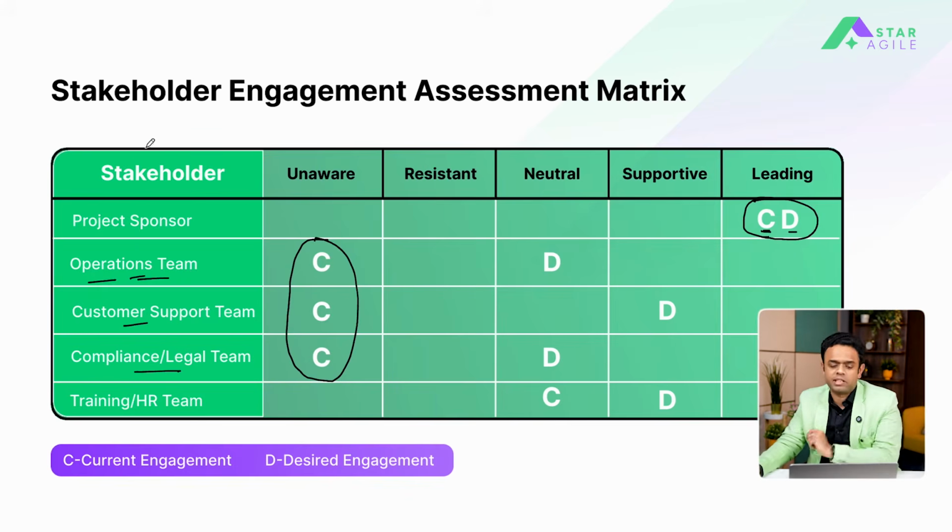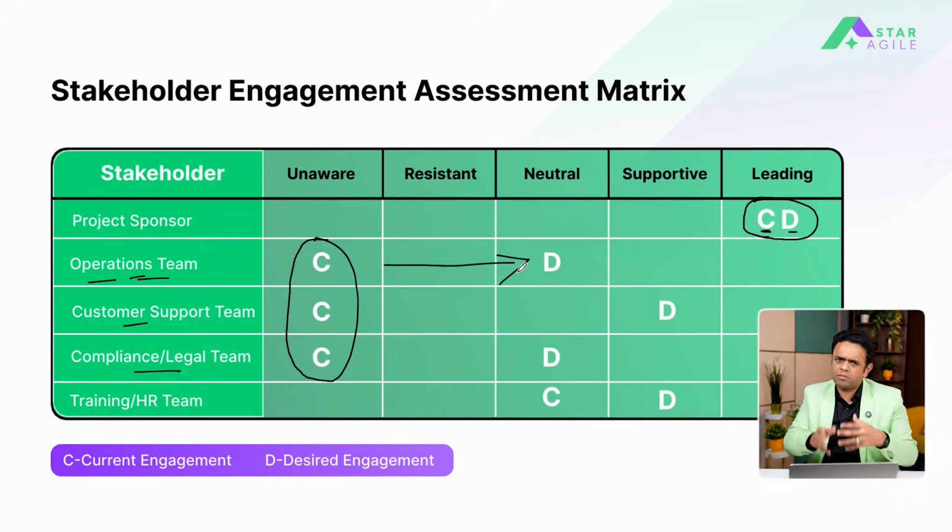But let's see what is our desire. This is my personal opinion. The operations team, I want them to be neutral. That's it. They will not be supportive and all, because operations is day-to-day business running. They have nothing much to do with customer relations. They make something, they produce something. They are in ongoing work. So it's okay. Being neutral is enough. Who? Operations team. But what about customer support team?